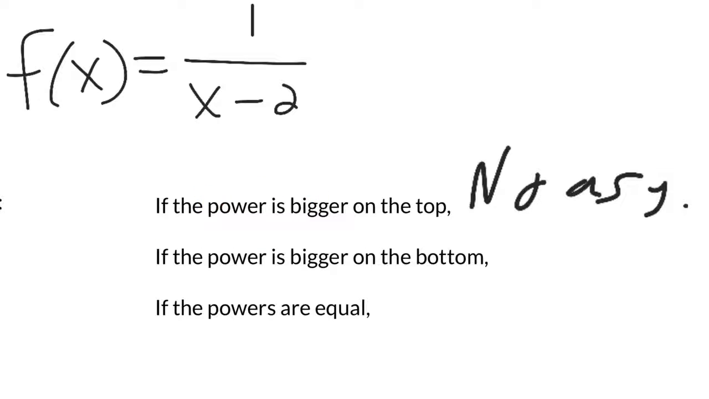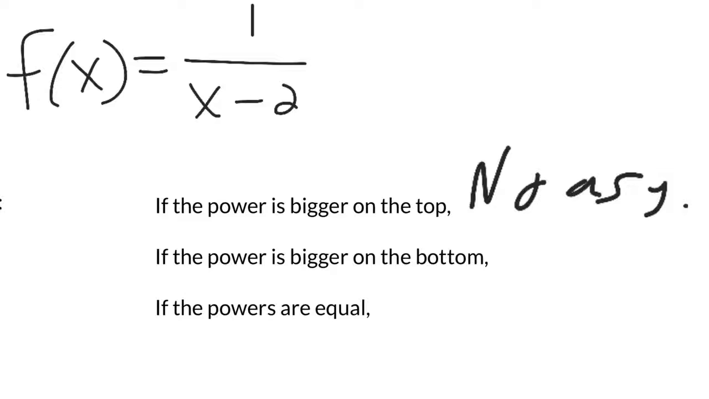The power is bigger on the top, and that's because the numbers you plug in as they go to infinity will outpace the numbers on the bottom. So if this had x squared and this had x at the bottom, a billion squared is getting exponentially bigger than just a billion as you plug bigger and bigger numbers in. So it never stops and reaches an asymptote.